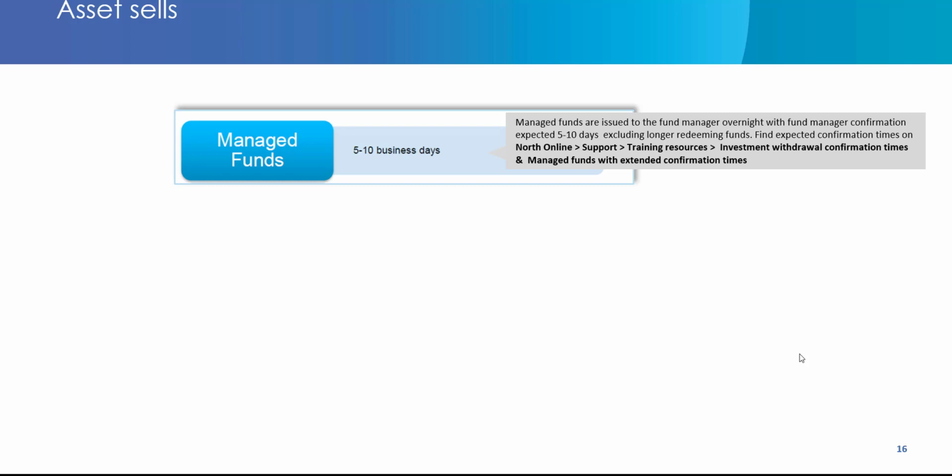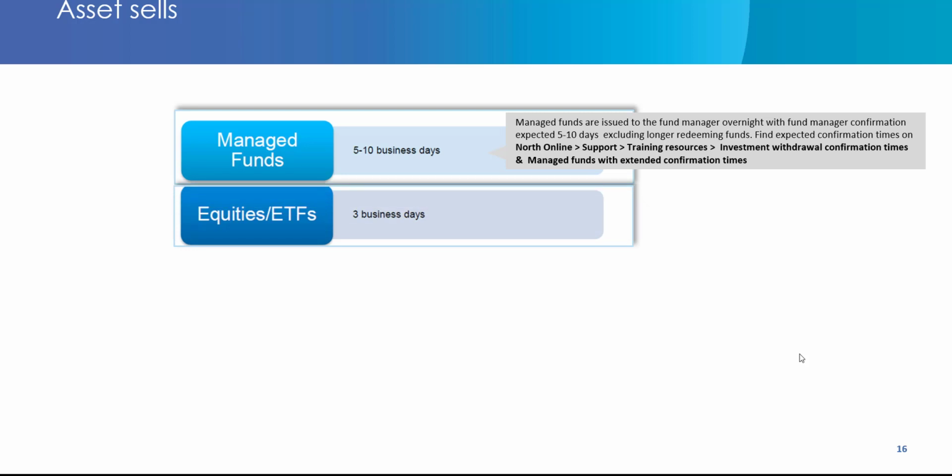There is a document on North Online under the support heading across the top. As we mentioned earlier, go all the way down to training resources, and there's a document right at the bottom, which is investment withdrawal confirmation times and managed funds with extended confirmation times as well. So a handy real document. Some of those property funds have redemption dates of say the 15th of the month. There's lots of other ones in there. So go ahead and check out that document. And then equities and ETFs, it's the trade day plus 2 days.